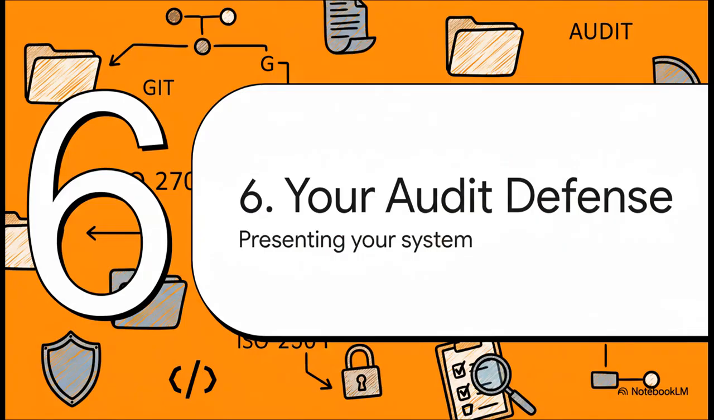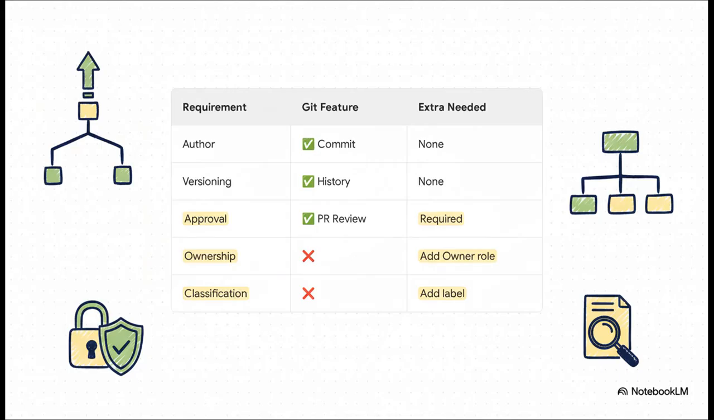So, let's pull this all together. When the auditor shows up, you're not desperately digging through shared drives. You are calmly and confidently walking them through a robust, transparent, and mostly automated system of control. This table basically sums it all up. Git gives you author traceability and version control for free, right out of the box. No extra work needed. But for full compliance, you have to actually use the pull request review feature for approvals. That's on you. And you also have to remember to manually add the owner role and a classification label inside your documents.